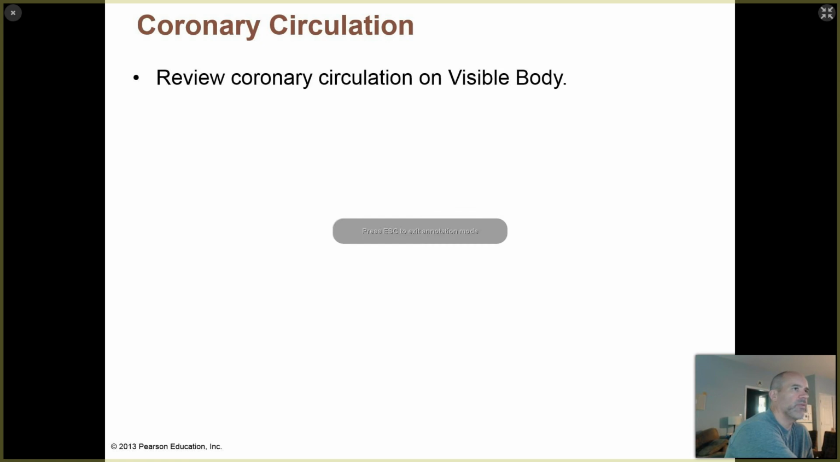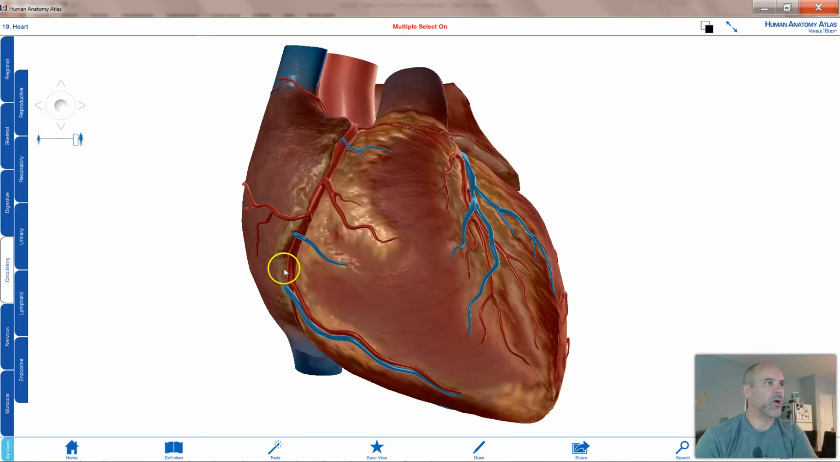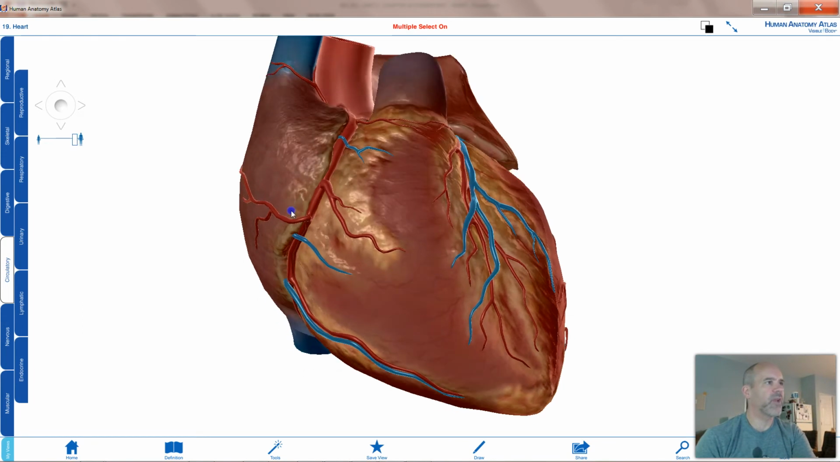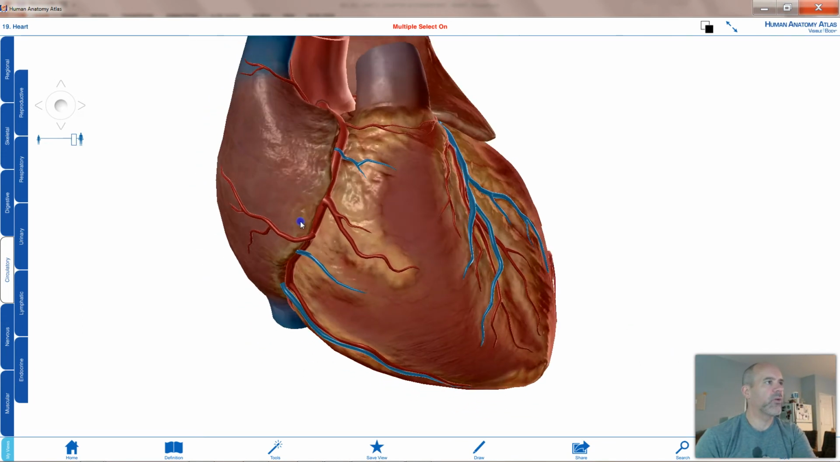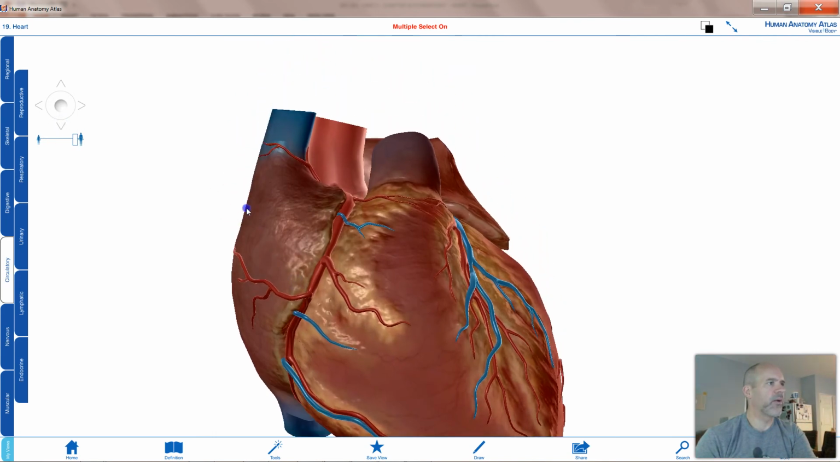All right, so I'm going to shift over to Visible Body and show you guys which of the major blood vessels of the coronary circulation you need to be able to identify as part of the anatomy required for chapter 18. So I'm going to flip over there. All right, so I've got my heart back up here from Visible Body. We're going to rotate it around and take a look at what's going on with your coronary circulation. All right, let me kind of move my heart down here for a second.